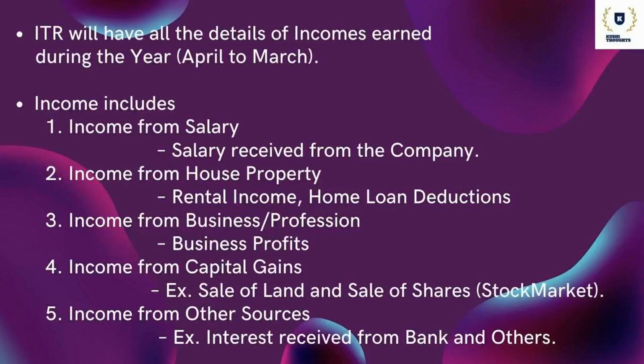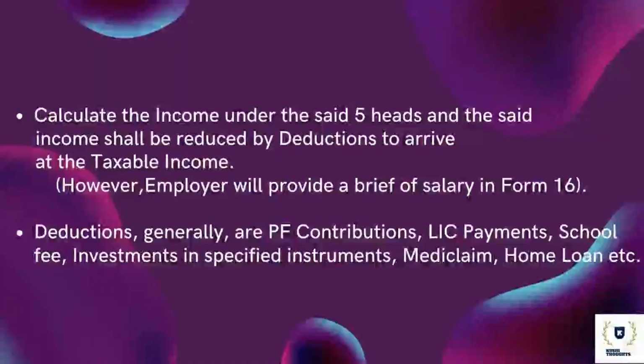3. Income from business or profession, business profits. 4. Income from capital gains, for example sale of land and sale of shares, stock market. 5. Income from other sources, for example interest received from bank and others. Calculate the income under the said 5 heads, and the said income shall be reduced by deductions to arrive at the taxable income. However, the employer will provide a brief of salary in Form 16.